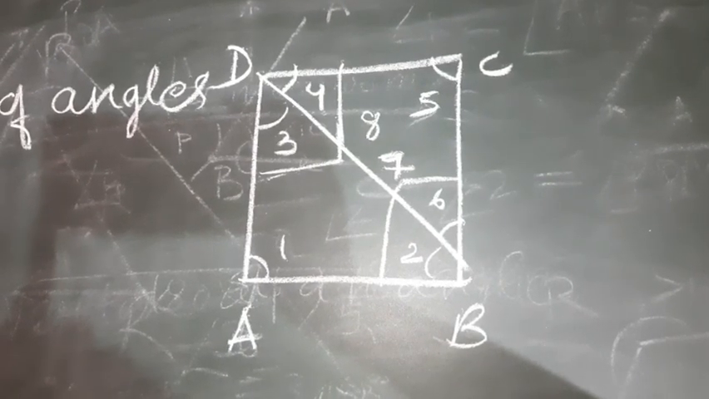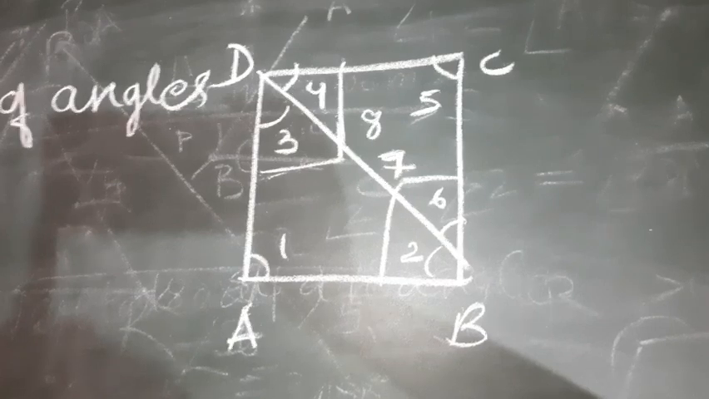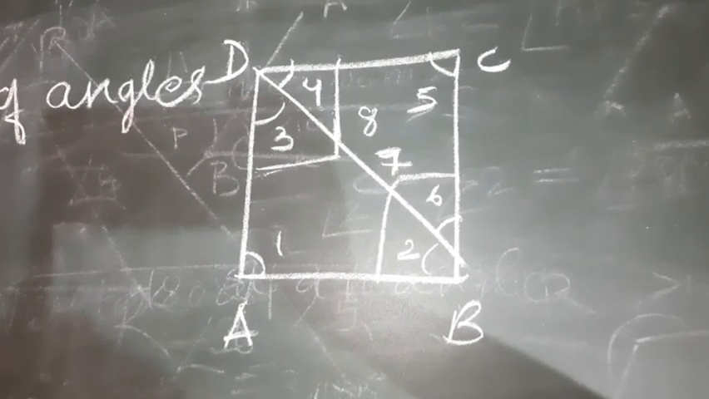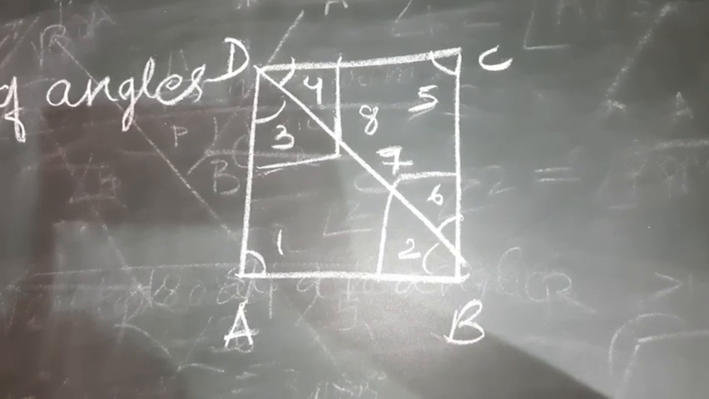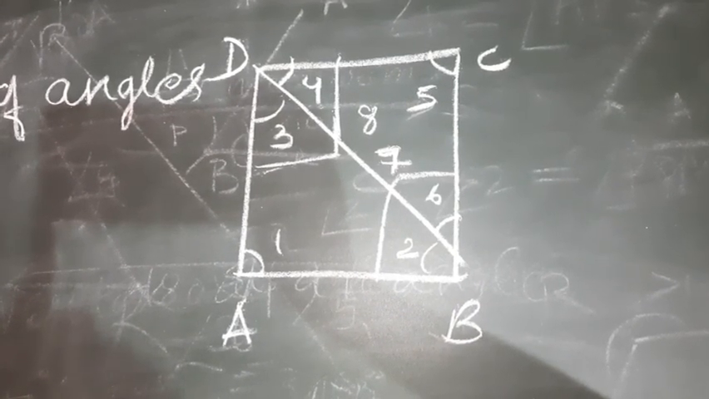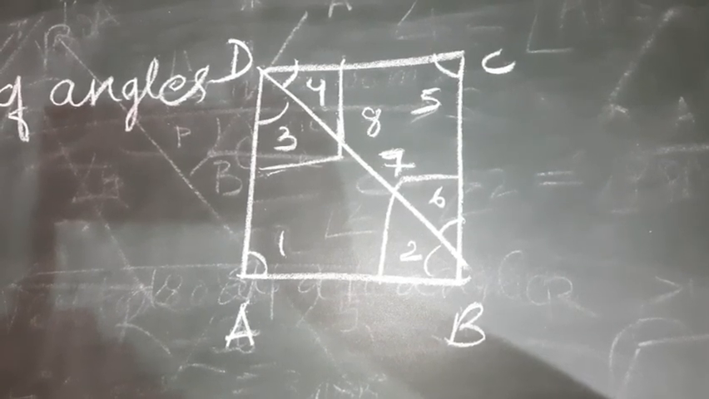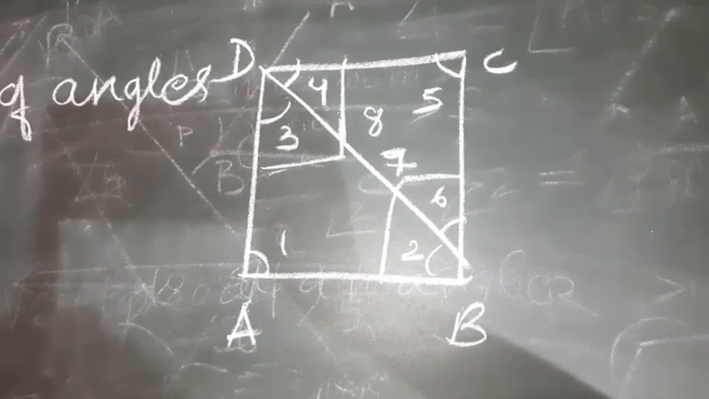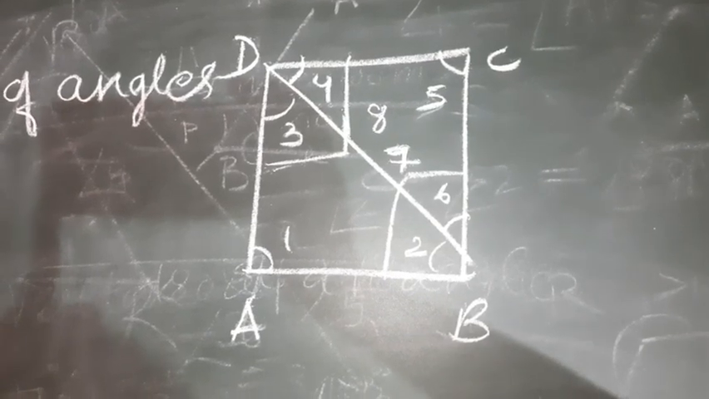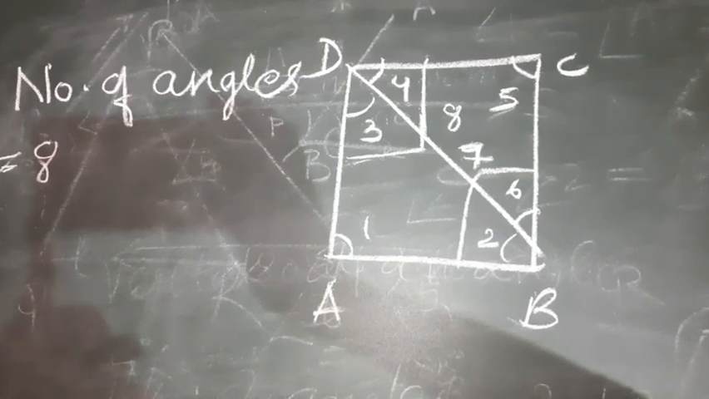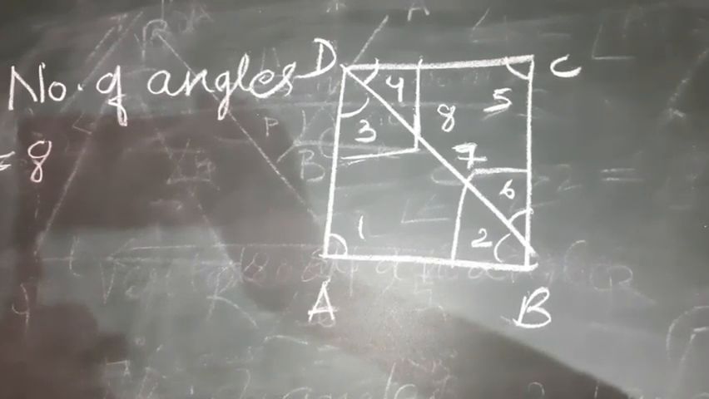If you remove the middle line, then one angle is formed by the combination of angle number 2 and angle number 6. It is angle number 7. And the last angle is formed by the combination of angle 3 and angle 4. So it is angle ADC and the name of the angle is 8. So in total, how many angles are there? There are 8 angles. So I hope you must have understood how to count the angles in the given figure.